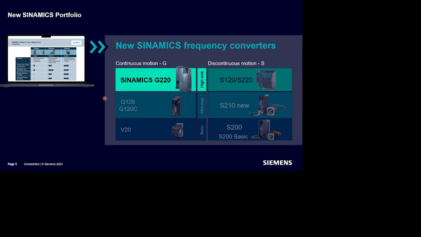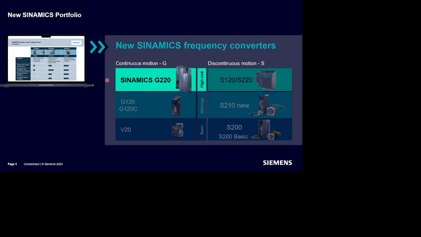But today we are going to focus on the continuous motion because this is where the Sinamics G220 is positioned. In the continuous motion side, for continuous motion applications, induction motors, reluctance motors, permanent magnet, pumps, fans, conveyor belts, hoists, extruders. So this is where the G220 is positioned, but in the high end. And please, I want you to remember, in the continuous motion we also have these three performance ranges or levels: high end, mid range, and basic. And the G220 is positioned at the top.